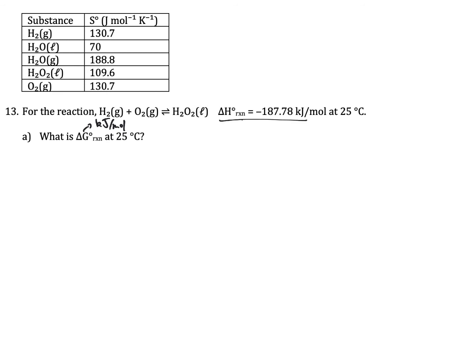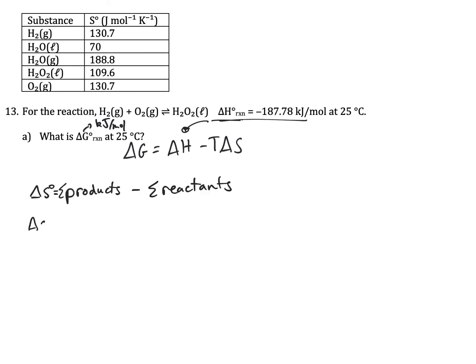Well, we're given delta H naught, and remember the key equation, the way we defined this in lecture, was delta G is equal to delta H minus T delta S. And so we're given delta H, we can plug that in, and we can get delta S from the provided data. Just like delta H, it's basically products minus reactants. In this case, our products are just the H2O2, so that's 109.6. And the unit here, S has a bit of a weird unit, joules per mole Kelvin.